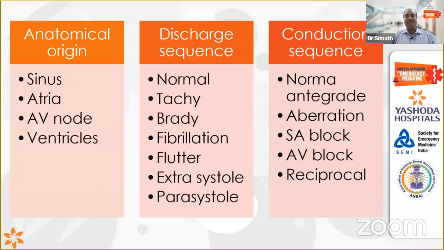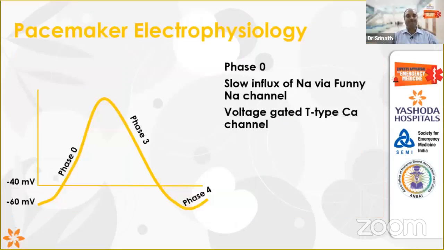Now the pacemaker physiology. In the electrophysiology of a pacemaker, you see that in phase 0 the voltage starts increasing. Then there is a slow influx of sodium via the funny sodium channel. And then the voltage gate, that is the T-type calcium channel. So these three things are very important for pacemaker electrophysiology, which you see as a wave going up and down and again going up.